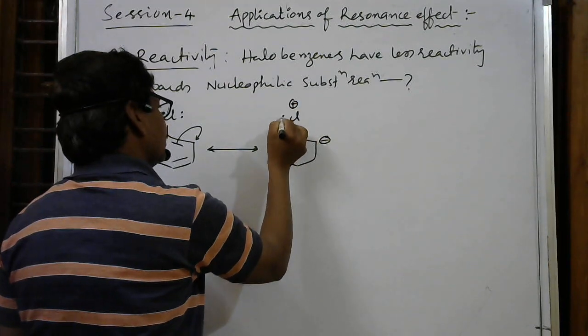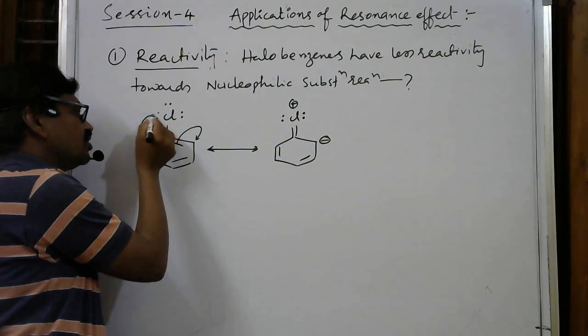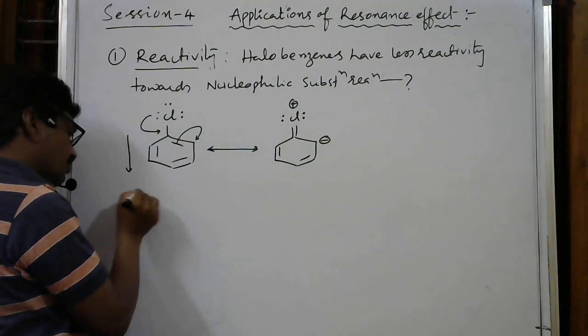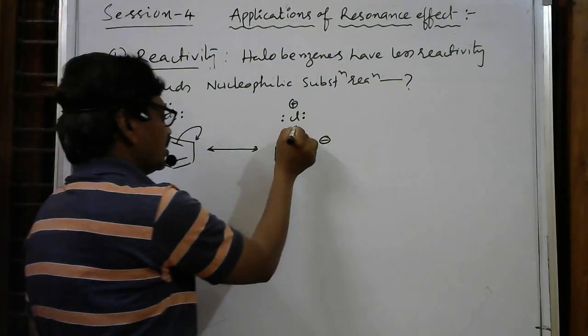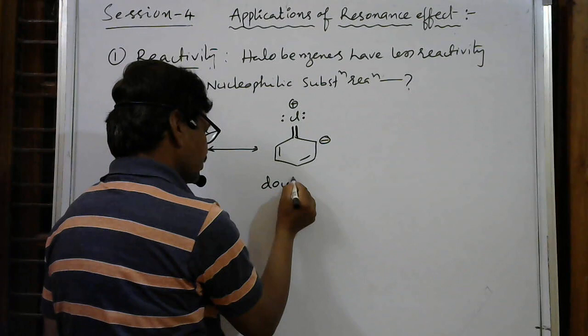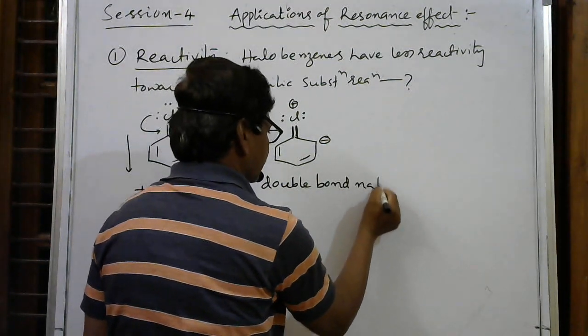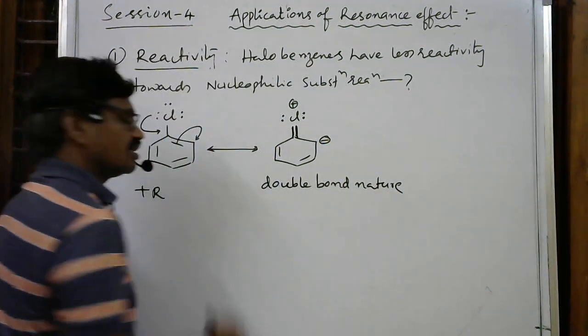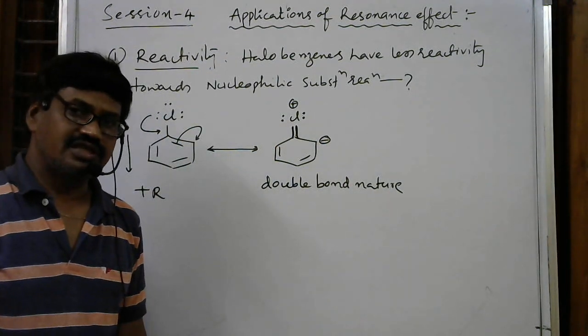There is a positive charge on chlorine, and the 2 lone pairs of electrons are already present as bonds. Because of the plus R effect of this chlorine, there will be a double bond here. Because of this double bond character, it has less reactivity towards nucleophilic substitution reactions.